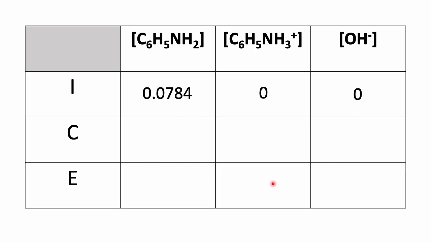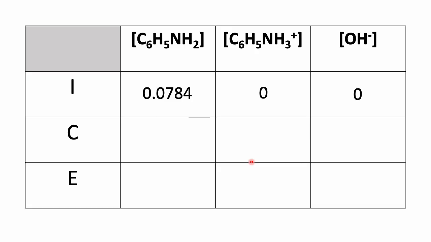Our change is dependent on the stoichiometry of our reaction. In this case, each solute species has a stoichiometry of 1, and therefore the change will be the same magnitude for all species. All reactants, which in this case is aniline, go down in concentration and therefore will have a negative change. All products, in this case aniline's conjugate acid and hydroxide, will have a positive change because they are all increasing. Reactants are used up to produce products.